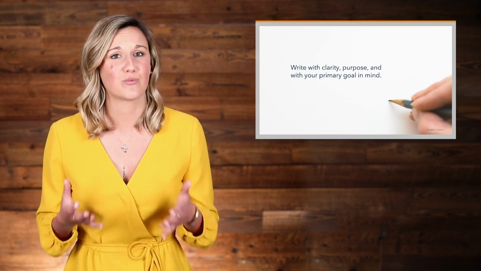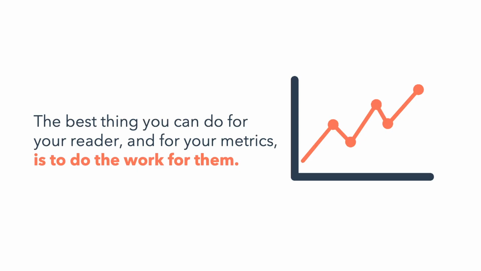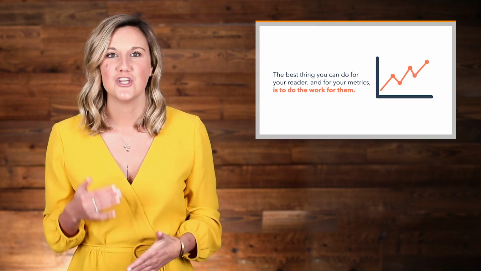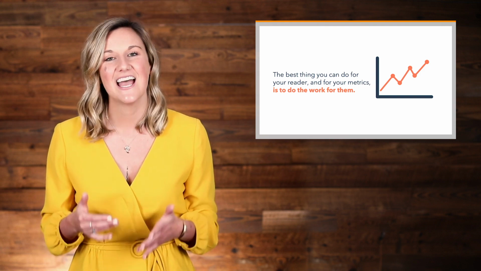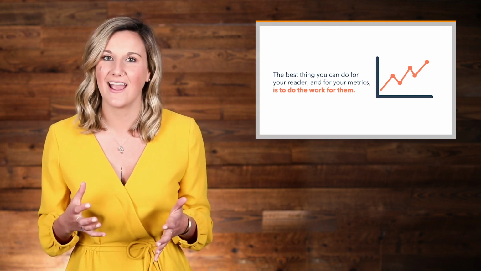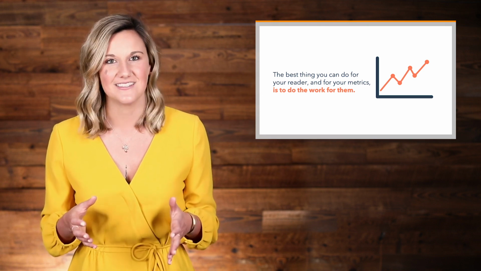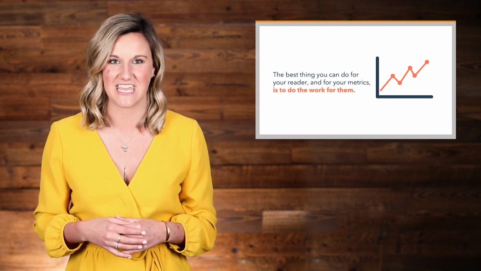The first is write for scannability. The best thing you can do for your reader and for your metrics is to do the work for them. Use short paragraphs, bolding headlines, and bullet points to display information in a way that makes it easy to blink once and get the purpose and value of the email.